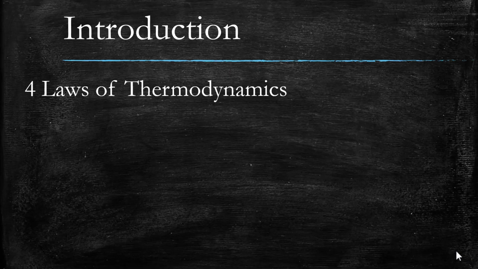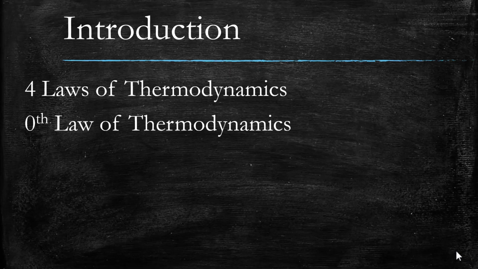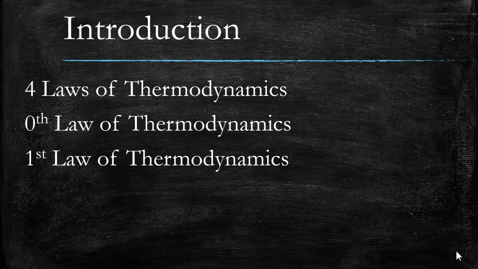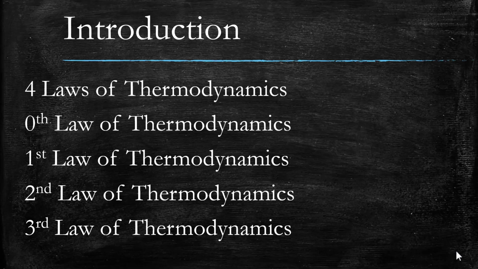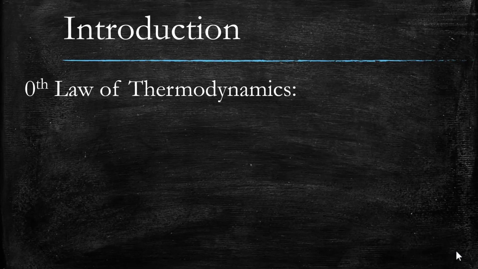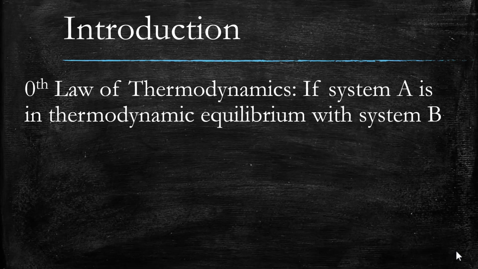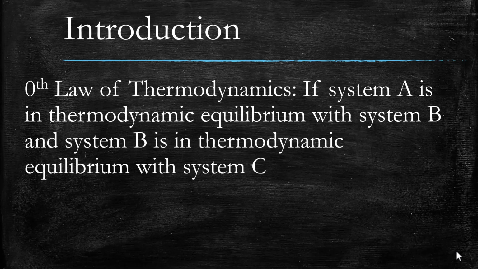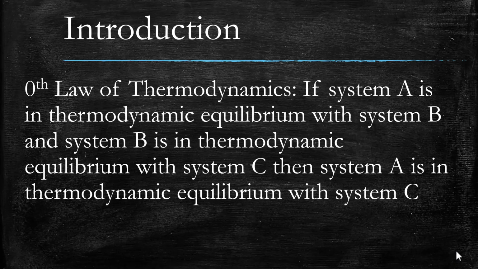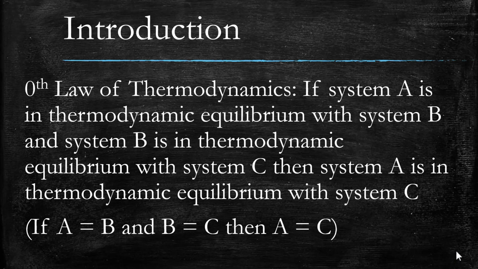There are 4 laws of thermodynamics: the zeroth, the first, the second, and the third. The zeroth law of thermodynamics states if a system A is in thermodynamic equilibrium with system B, and system B is in thermodynamic equilibrium with system C, then system A is in thermodynamic equilibrium with system C. This is really a version of A equals B and B equals C, then A equals C.